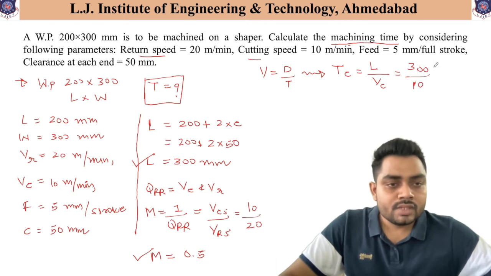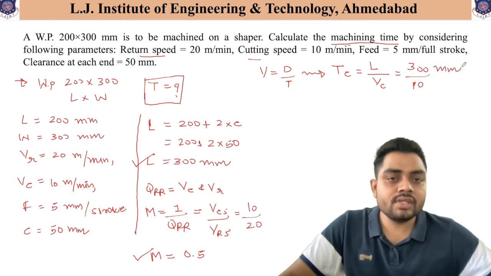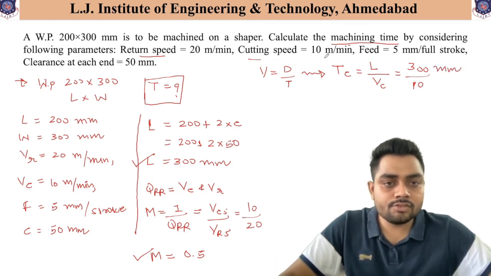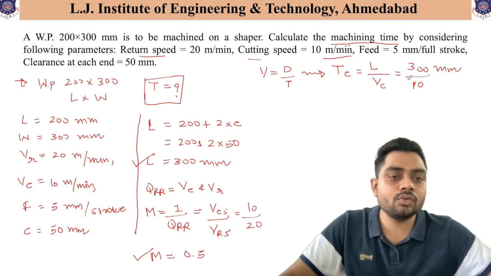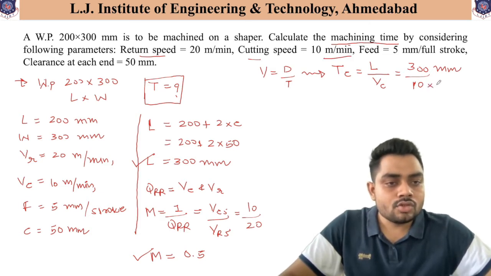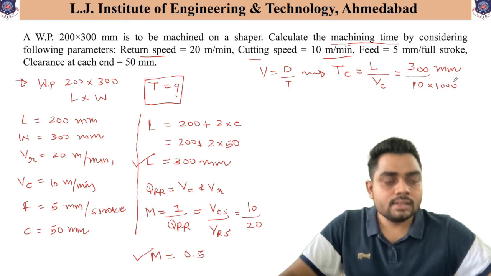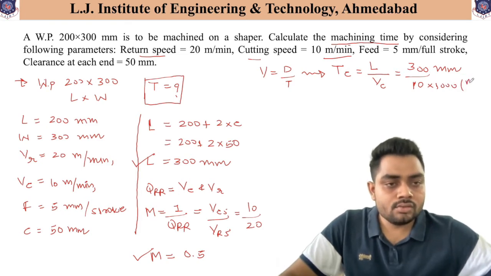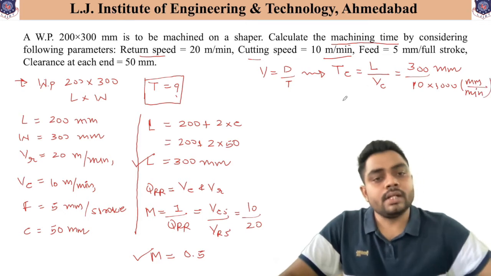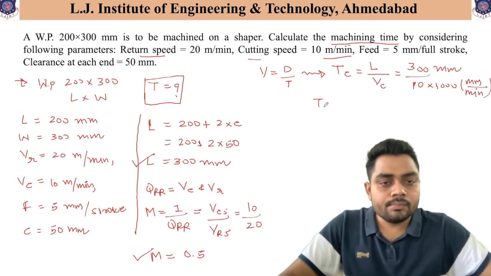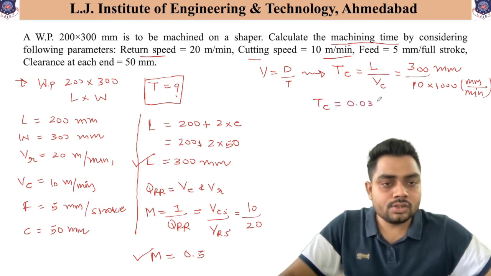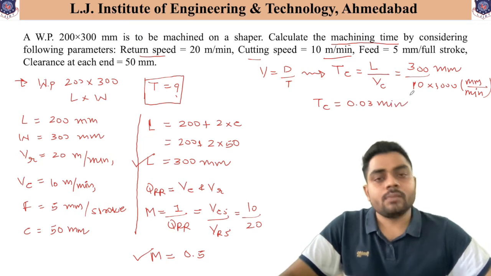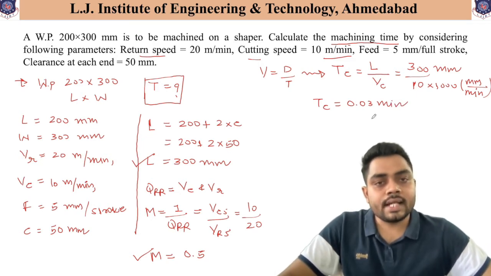But here this 300 is in the form of mm, whereas this 10 is in the form of meter per minute. So we need to convert it into mm. So we will multiply this by 1000. So this value becomes mm per minute, right? So the cutting time that we will get is 0.03 minute. So this is the cutting time obtained.